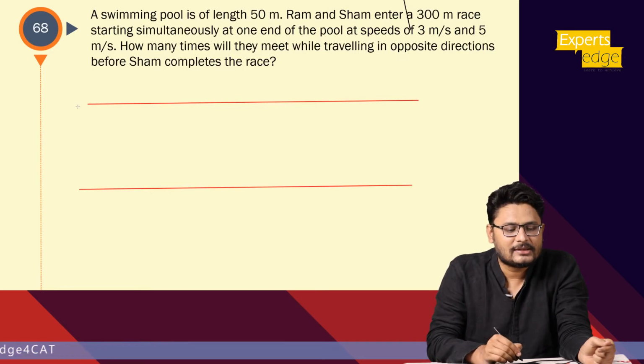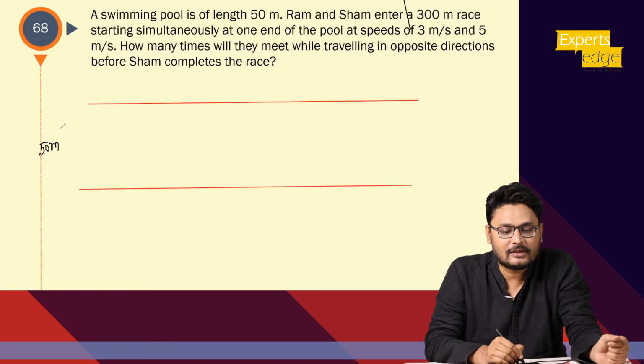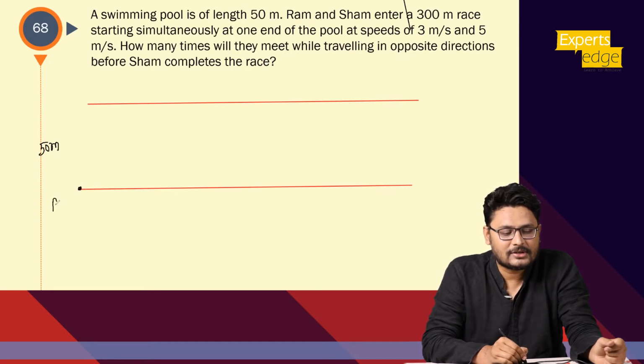A swimming pool has a length of 50 meters. ठीक है, just let me write it. 50 meters का है. Race है but 300 meters की, simultaneously starting at the speed 3 and 5. ठीक है, so राम भी यहाँ से शुरू हो रहा है. राम is traveling at the speed of 3 and Sham is traveling at the speed of 5.